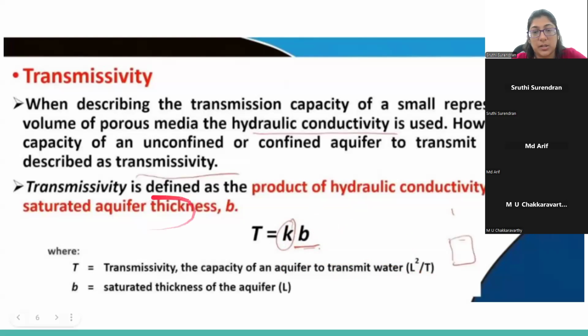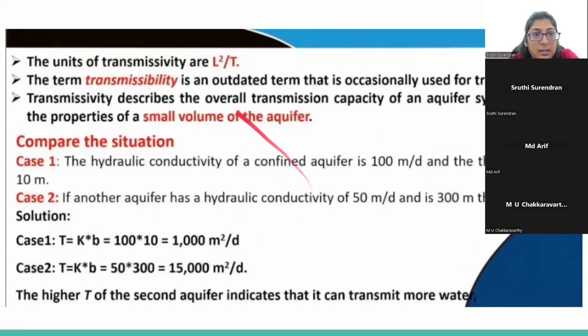So this is a very important term, particularly in this week's lecture. Transmissivity is a very important property that is being discussed. It is the capacity represented by a small portion of the porous media to transmit water, and it is mathematically expressed as the product of the hydraulic conductivity and the aquifer thickness. So clearly the units of transmissivity are in terms of L square by T, like I said earlier.